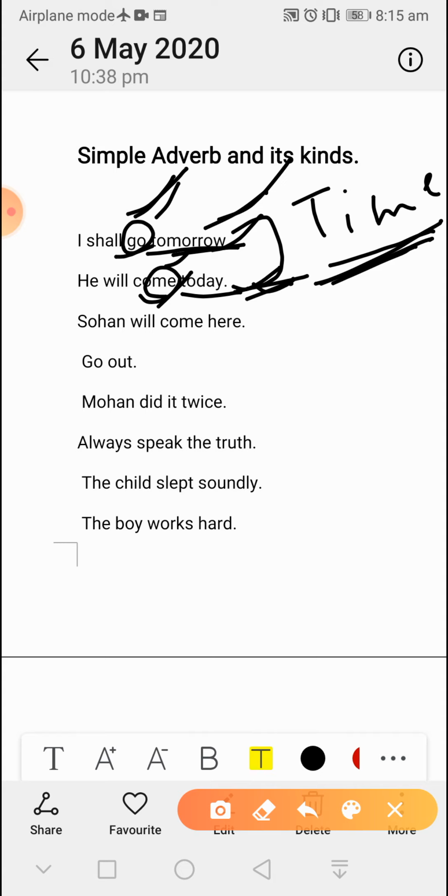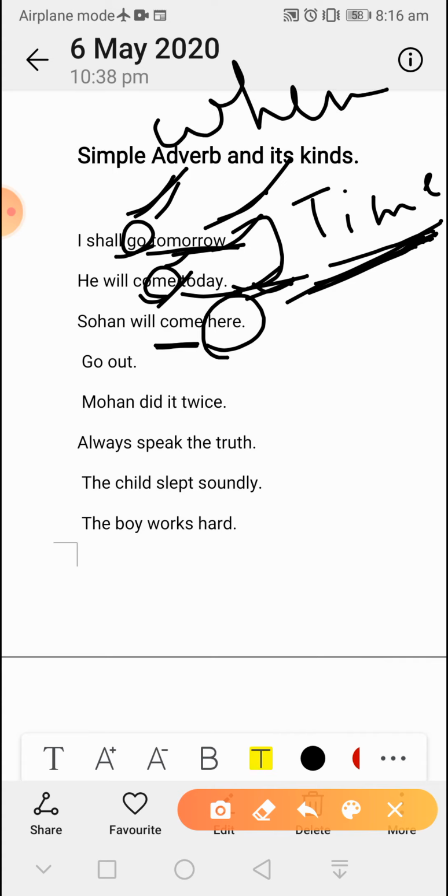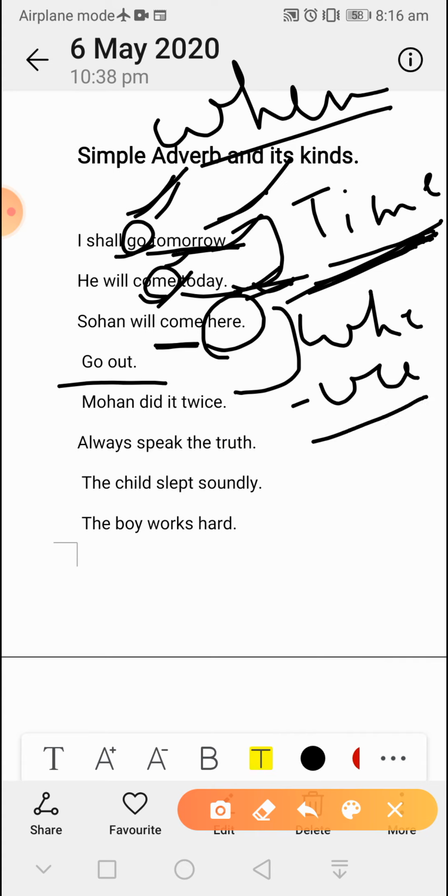Next, Sohan will come here. Come is a verb, and here this word is describing Sohan will come. See, an adverb of time gives us the answer of when. But if I ask where will Sohan come? Go out. Where? Out. So this kind of adverb gives us the answer of where. It is called an adverb of place. Here out and here are the adverbs of place.